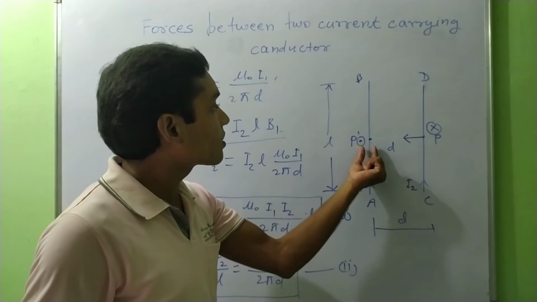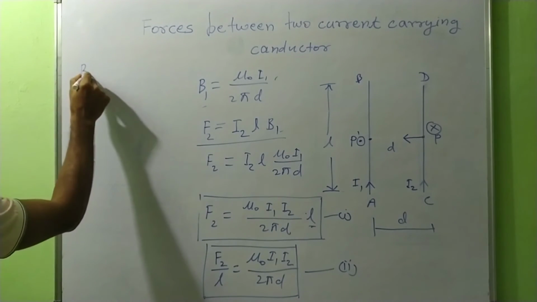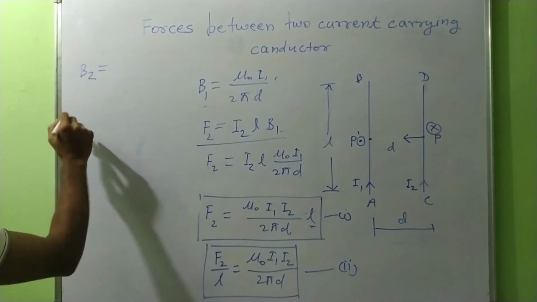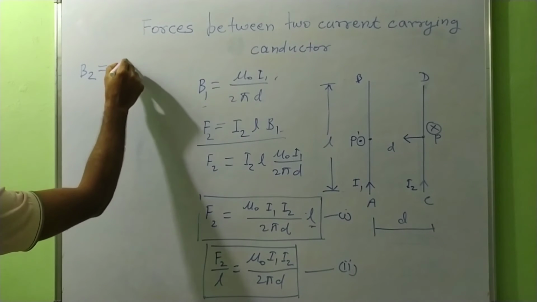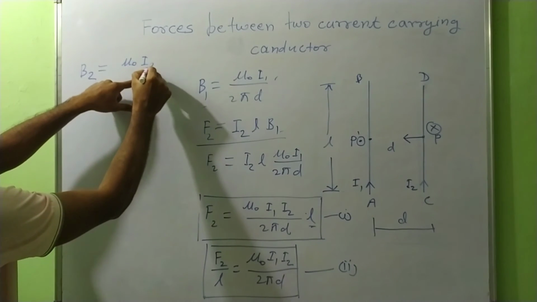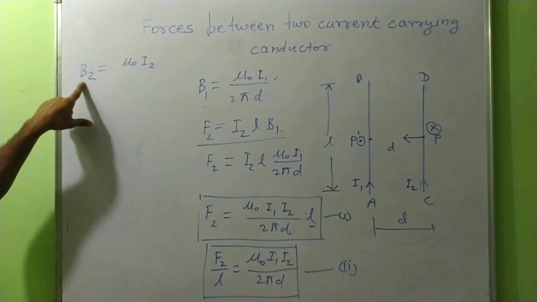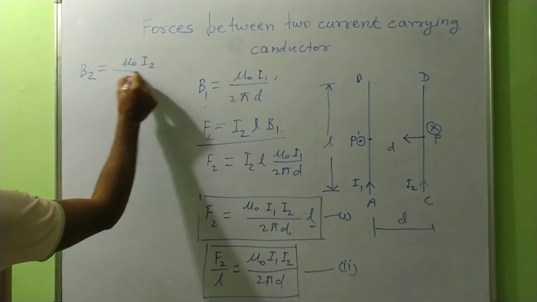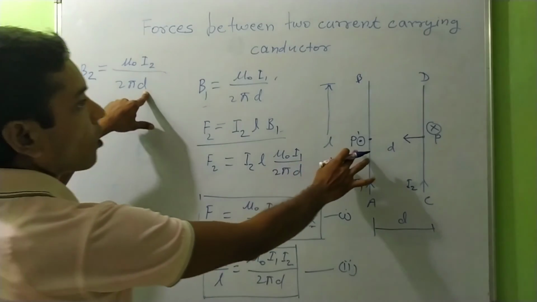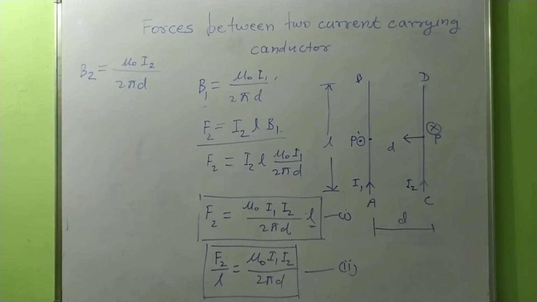Now what will be the strength of magnetic field at point P dash? The magnetic field due to the second conductor CD will be B2 and it will be equal to mu naught I upon 2 pi d. Now what will be I? It will be I2. This current is flowing, that's why magnetic field B2 is produced. And 2 pi d, where d is the distance of observation point P dash from conductor CD. This is the magnetic field.